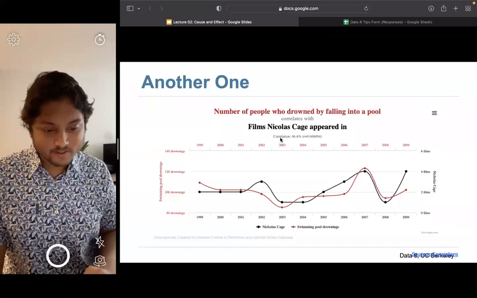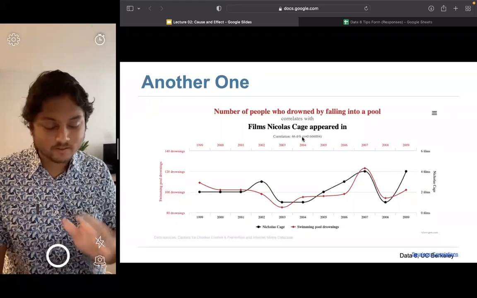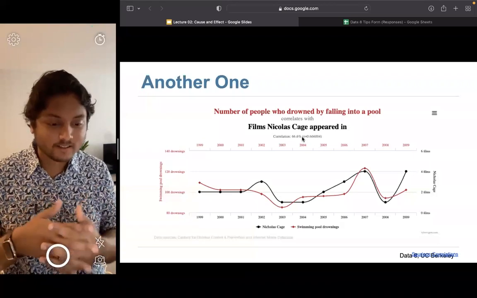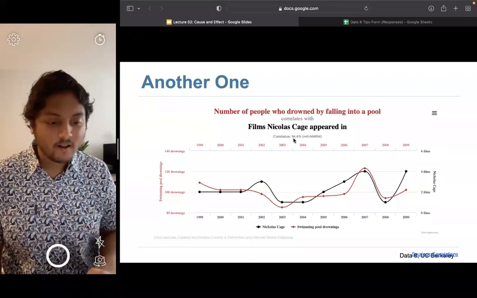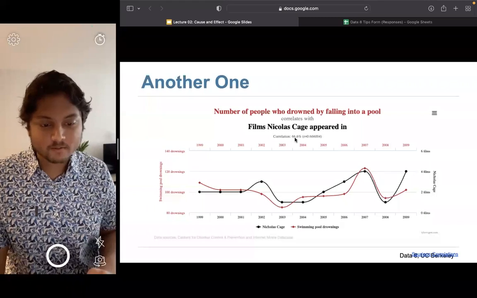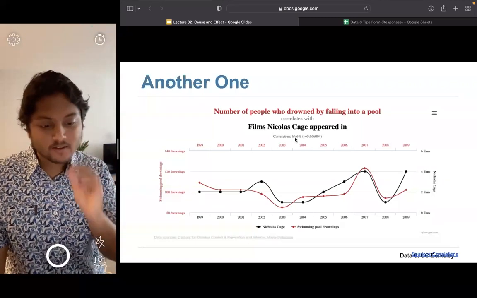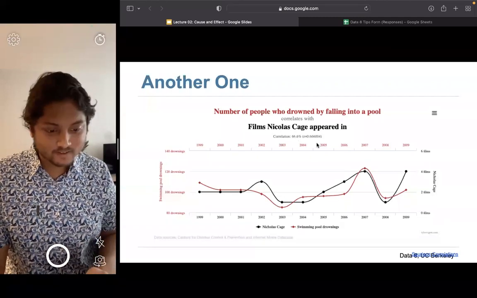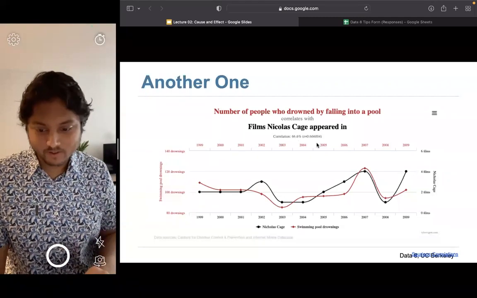Interestingly enough, this is the lowest. This is the correlation number here, which, don't worry about what correlation means right now. It's just a way to measure how tightly linked they are, how closely they move together. It's 66% for this one. The other ones are over 90%. So this is a slightly weaker association, but still interesting nonetheless, especially visually. It's really close.